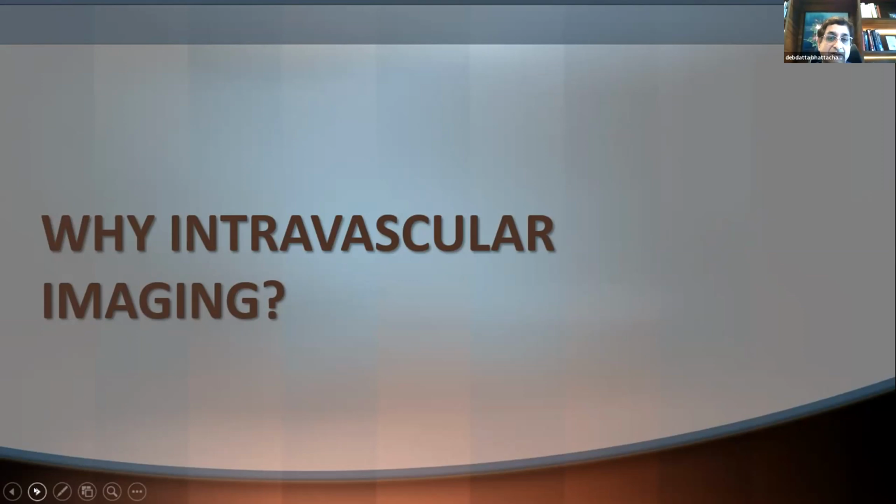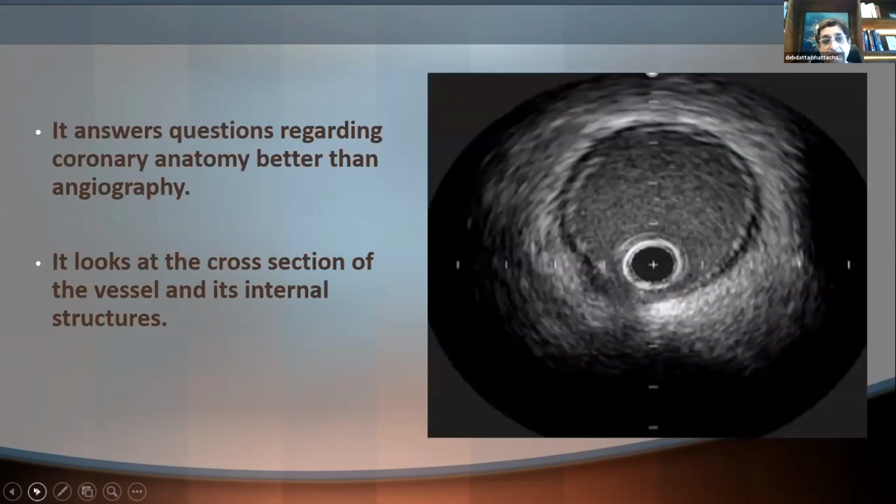So why intravascular imaging? Because this answers questions regarding coronary anatomy better than angiography. And in complex cases, you get into a lot of trouble by not being able to understand exactly what the lesion is solely by angiography. That is because in intravascular imaging, both by OCT and IVUS, you look at the cross section of the vessel along its entirety, along its length, and become more aware of its internal structure.